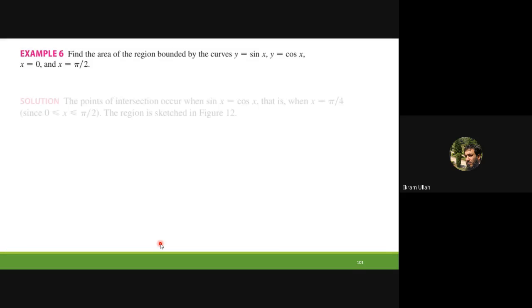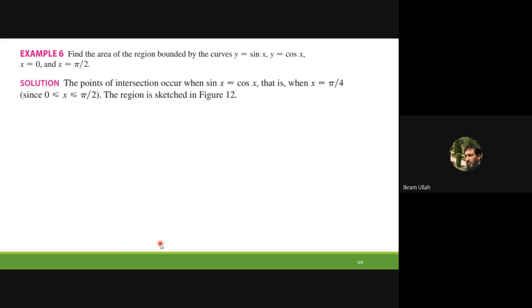For example, find the area of the region bounded by the curves y equals sine of x and y equals cos of x, in the interval x equals 0 to x equals pi over 2.